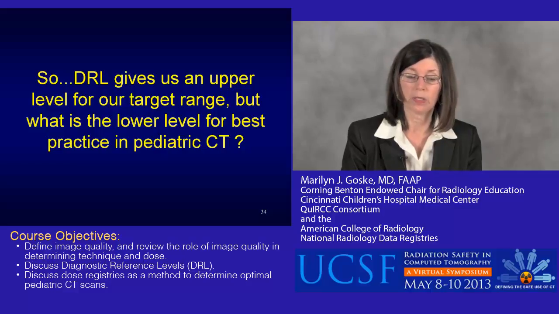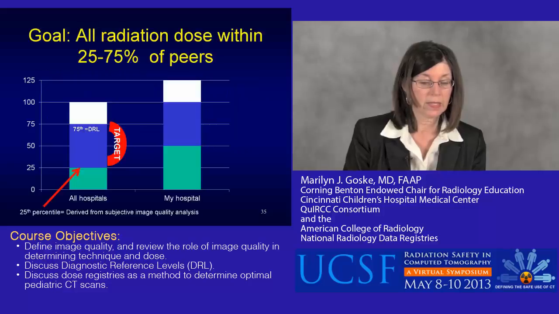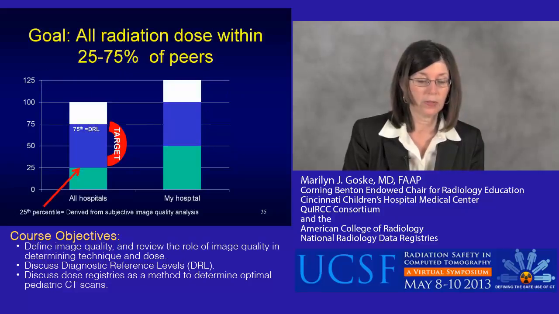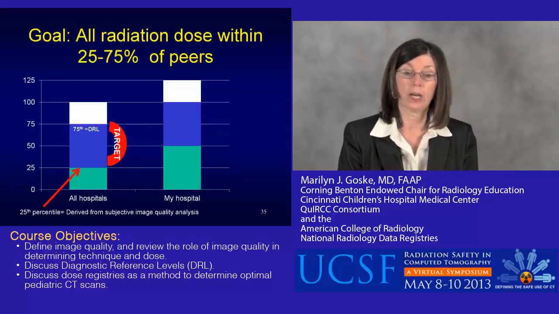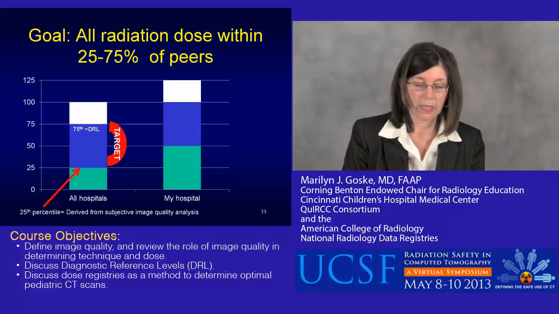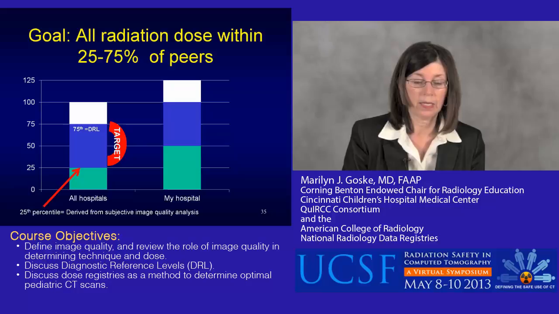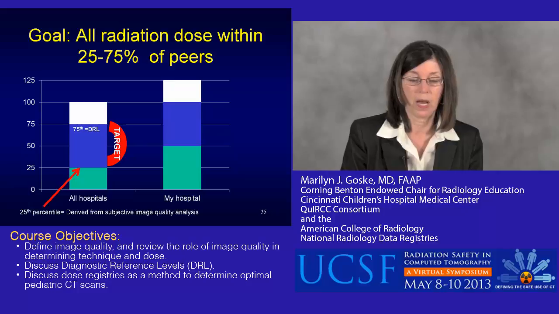Next slide. So when we're talking about diagnostic reference levels, we're talking about the upper target range, but what is the lower level for best practice in pediatric CT? And I think this next slide hopefully gives you an idea of what we're talking about. Here you can see that the hospitals that were involved with a hypothetical survey are showing a diagnostic reference level at the 75th percentile, and arbitrarily a 25th percentile was selected at the lower radiation dose.